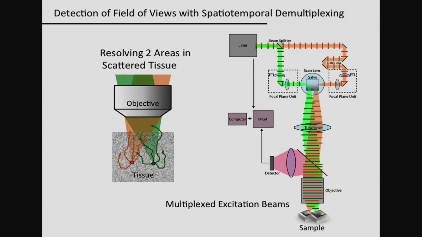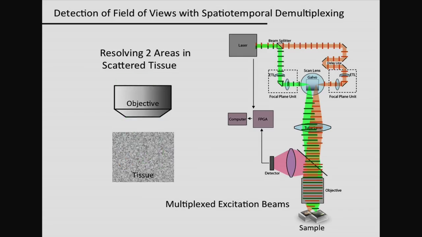Next slide. So the last problem is this issue: if you're simultaneously exciting two areas within the brain with two laser beams, the emitted photons, the excited fluorescence, become scattered through the tissue, and it becomes difficult to actually pinpoint where you are in space. So to resolve this issue, next slide, we use a technique called spatial-temporal demultiplexing, which Adrian Chen here at the Institute has built similar systems.